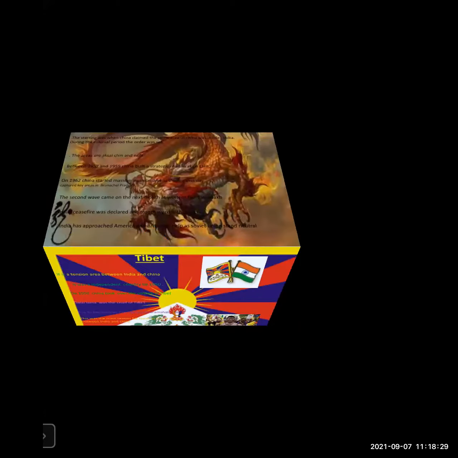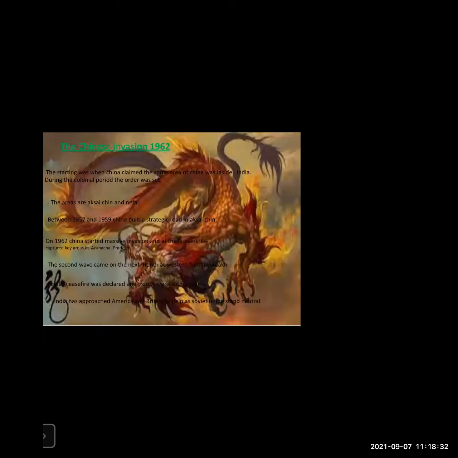Chinese invasion. China started the war. The main reason China gave for the invasion was that many parts of China were in the Indian border, mainly Aksai Chin and NEFA. First, China provoked India by building a road in Aksai Chin between 1957 and 1958. In 1962 was the start of the invasion.